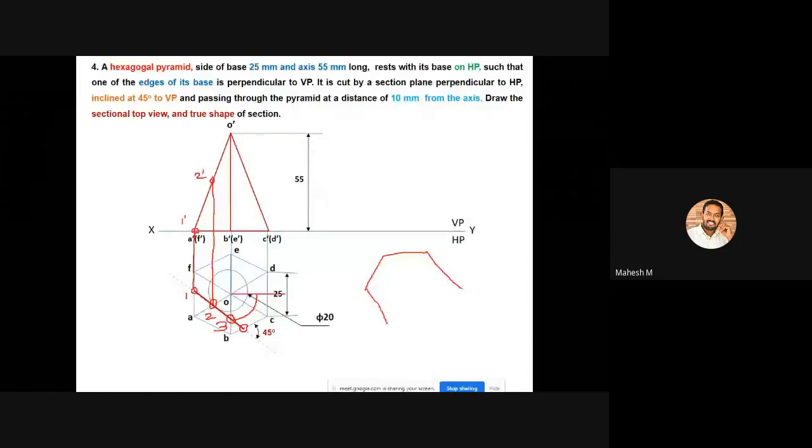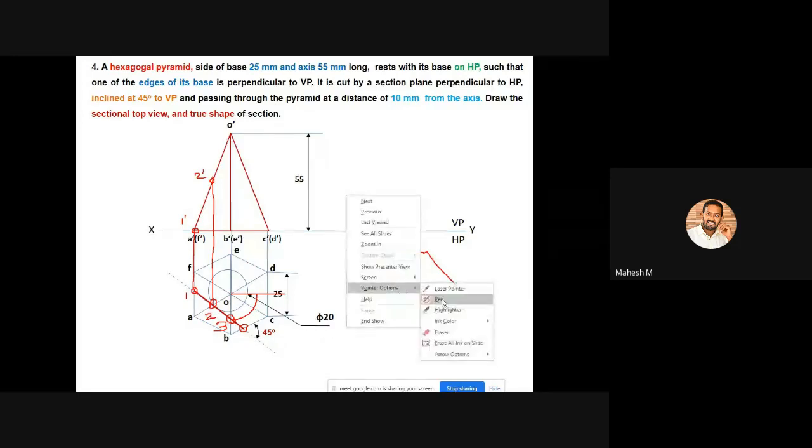So in corner hexagon you will be having a horizontal line from O. So in corner hexagon there is no problem. But in edge hexagon you have to follow a different procedure. So please follow the different procedure.